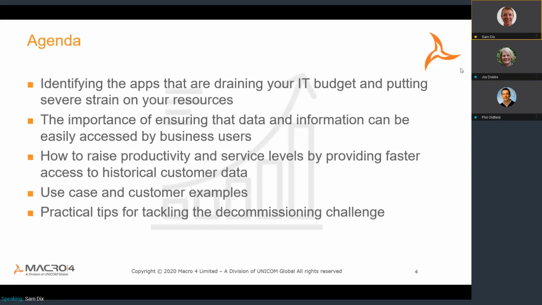Thanks, Phil. Today, we'll be talking about how an increase in business efficiency and savings, including both time and money, can be achieved by decommissioning legacy applications. We'll be discussing how ease of access to the data is important for business users. Additionally, how productivity can be raised by providing faster access. And as we have done in the previous 2 webinars, we'll share a use case and then provide practical tips on tackling the decommissioning challenge. Some content may be familiar for those that attended the last 2 webinars. However, it's as relevant for this topic around increasing business efficiency as it was for compliance and data security the last time round.